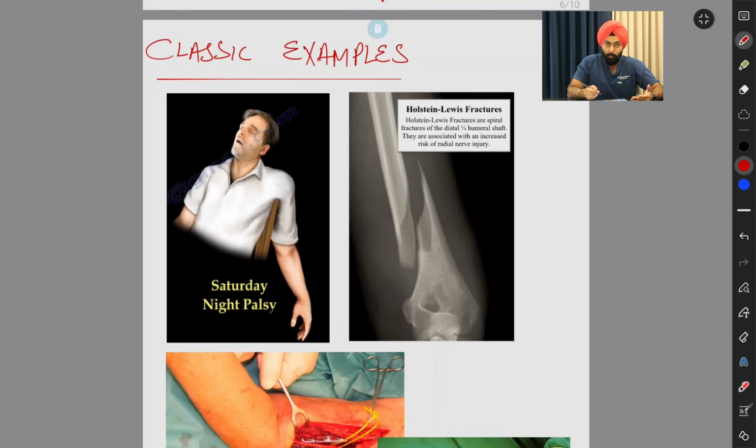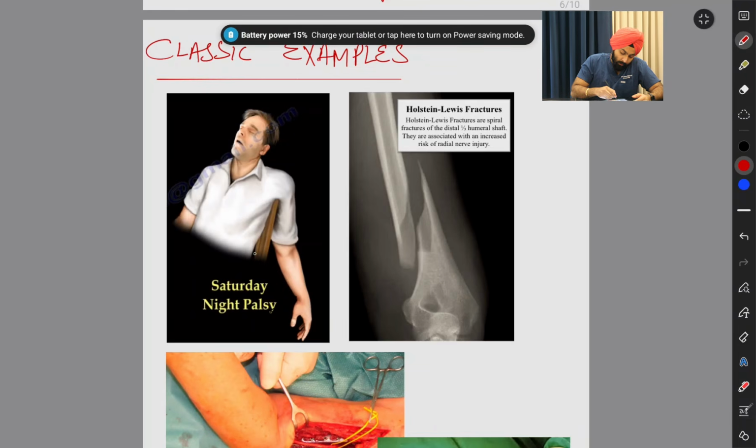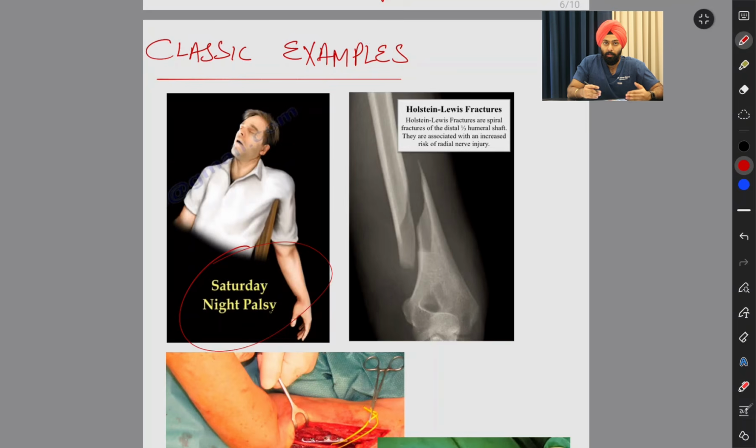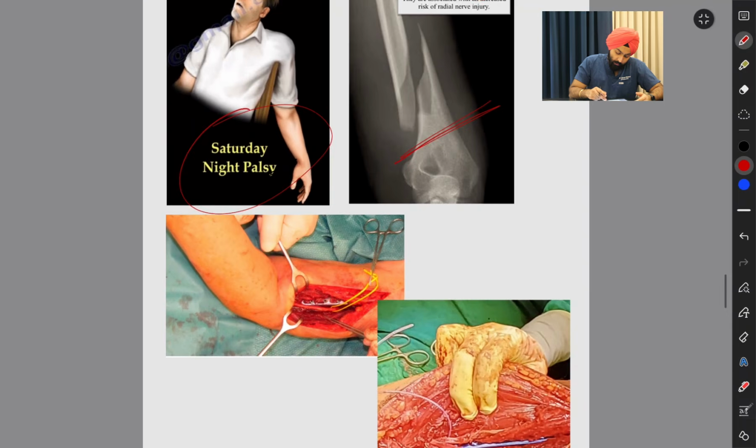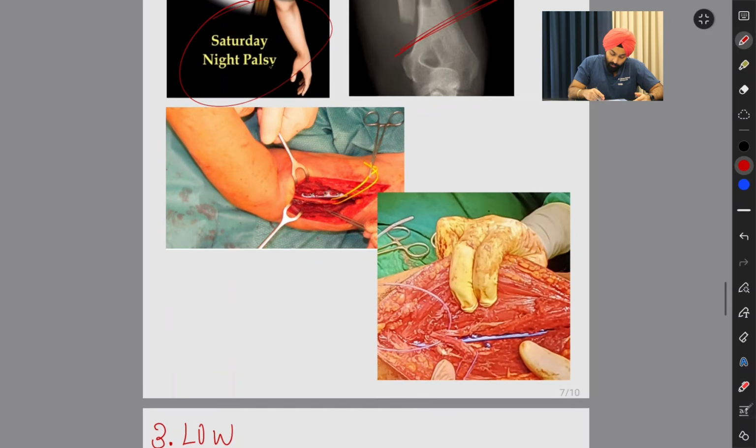So the classic example is Saturday night palsy. The person partied the whole night, and in the morning the wrist doesn't extend, so that can be Saturday night palsy. Compression of the radial nerve, Holstein-Lewis fractures, that is the distal 1/3 of the humeral shaft fractures. In this photo we can see the surgeon trying to isolate the radial nerve. So with a wire loop below the plate, the radial nerve is explored.